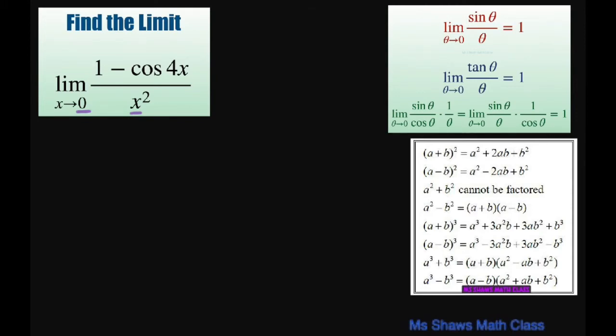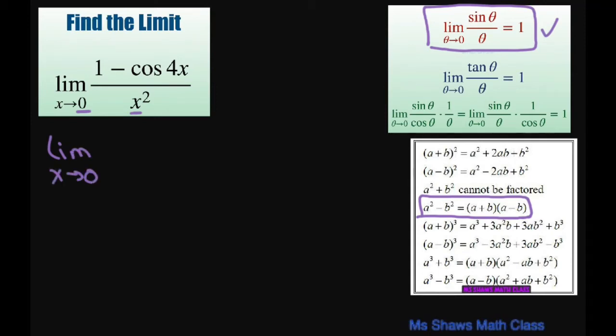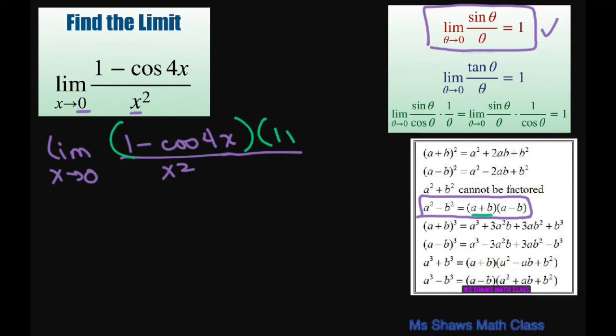I'm going to look at this part right here, and I know that the limit as theta approaches 0 of sine of theta divided by theta equals 1. So I'm going to use this fact, and I'm also going to use my difference of squares here. So what I mean is I'm going to write this as the limit as x approaches 0 of (1 minus cosine of 4x) divided by x squared, and I'm going to multiply the numerator by the conjugate. So that would be 1 plus cosine of 4x.